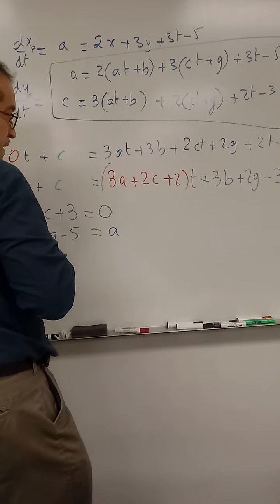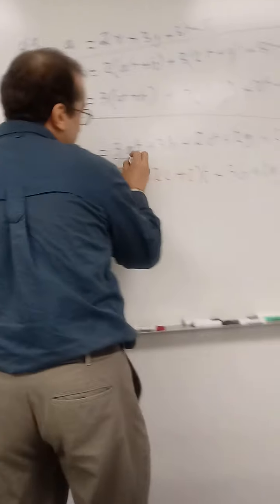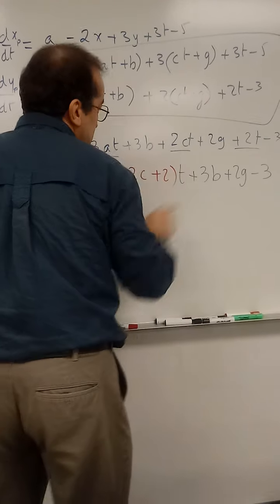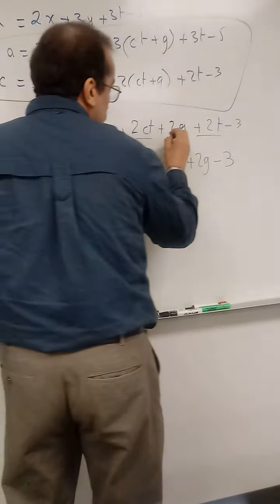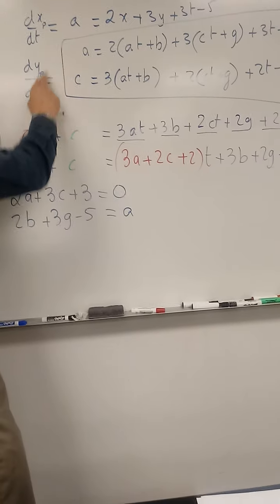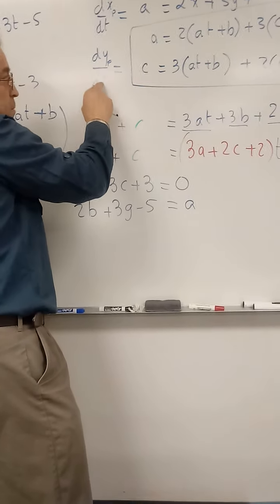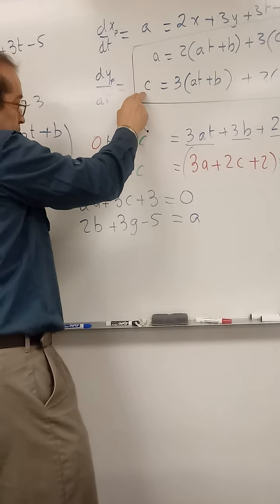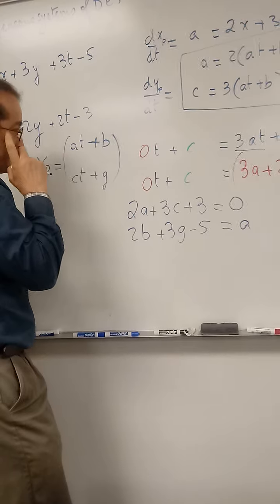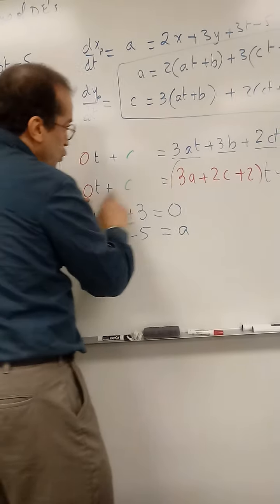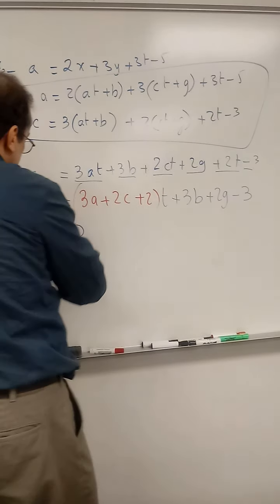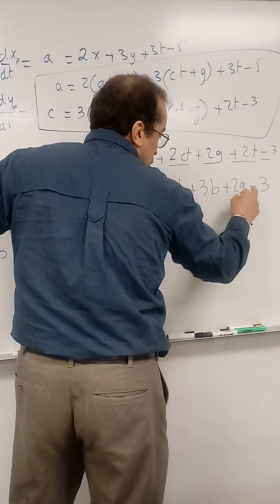Combine the terms that have t in them. So 3a plus 2c plus 2, times t, plus 3b plus 2g minus 3. The coefficient of t on the left side is 0 because the derivative of y with respect to t was c. Here's why. The derivative of y with respect to t is just c plus 0. So 0 should equal 3a plus 2c plus 2. And then c is equal to 3b plus 2g minus 3.